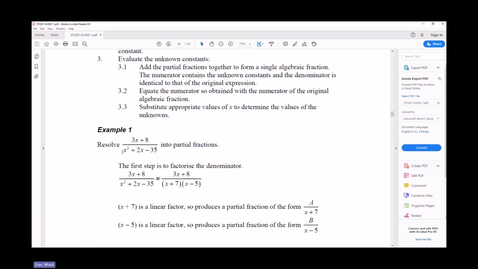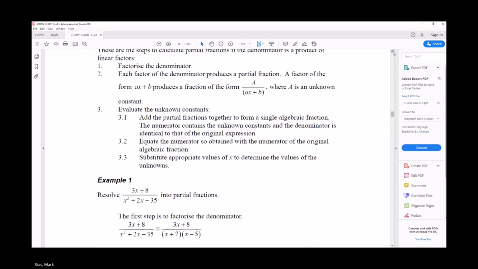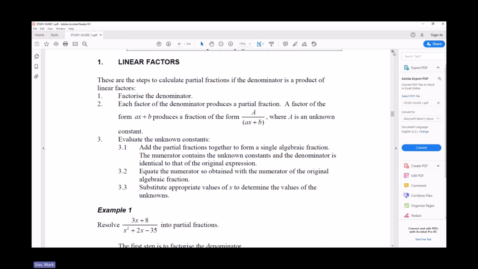Let me just write it down first. Just get some paper, guys. So we'll resolve 3x plus 8 divided by x squared plus 2x minus 5. What we'll do first is try to factorize the denominator, x squared plus 2x minus 5, into linear factors. And then we'll follow these steps 3.1 up to 3.3.